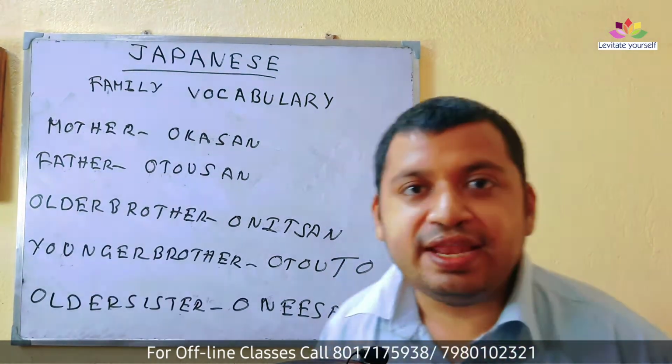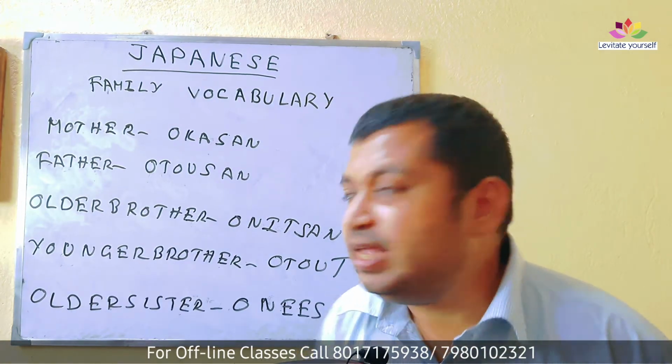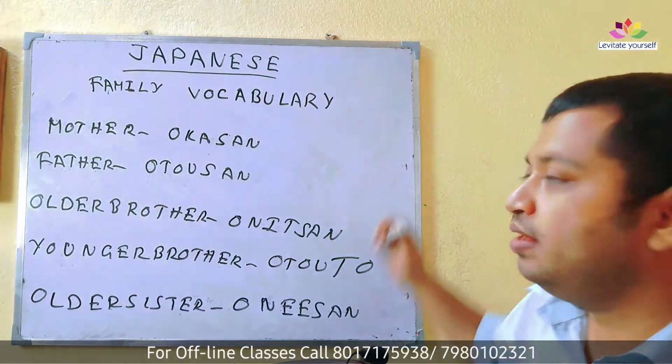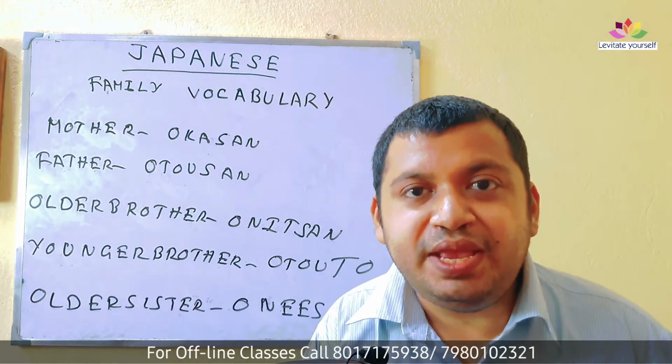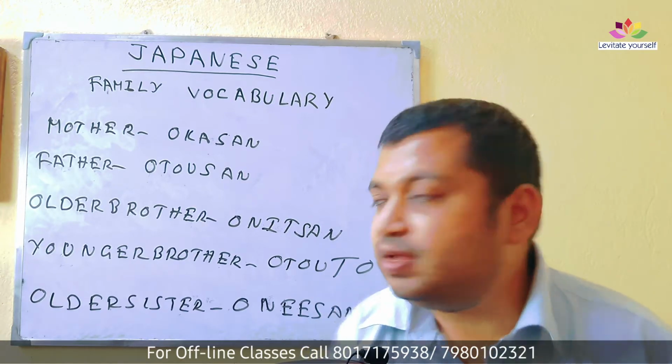Father, otosan. Pronounce with me. Father, otosan. Let's move to the next word. Older brother, onisan. Let's pronounce it with me. Older brother, onisan. Let's move to the next word.